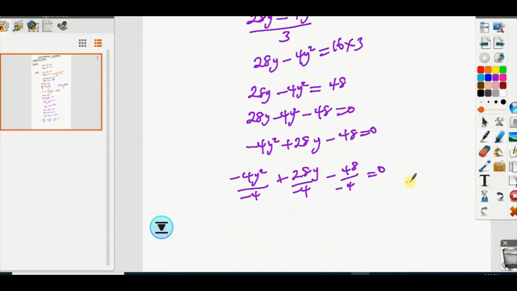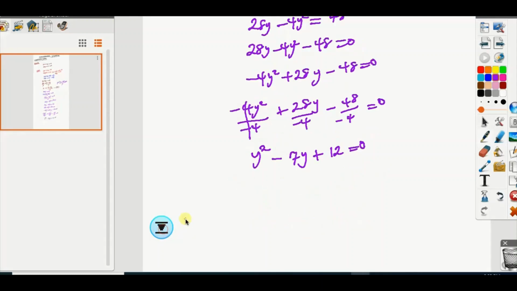Now, 0 divided by minus 4 is still 0. So here we cancel, and we have y squared. Here is a positive sign, here is a negative sign, so it becomes negative: plus divided by minus gives a negative, and 28 by 4 is 7y. And here, negative divided by negative becomes positive, and 48 by 4 gives you 12, equal to 0. Now we have what we call a quadratic equation.